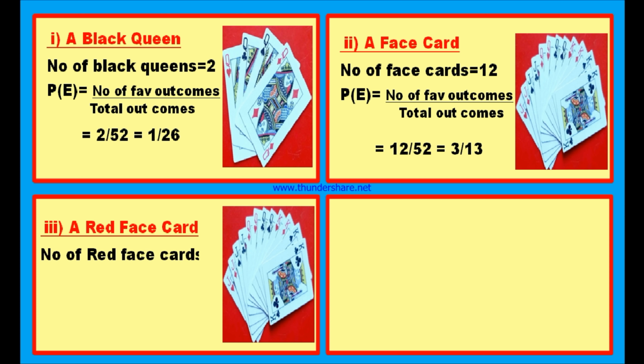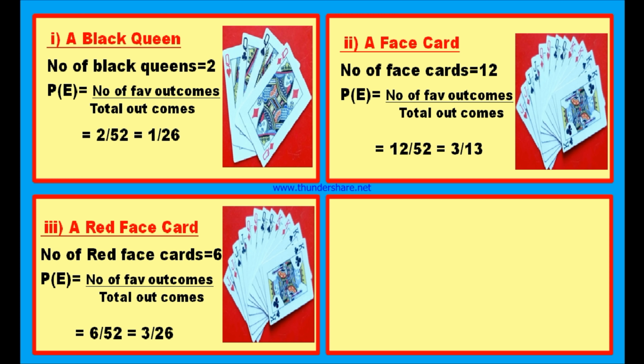Then write the probability of an event, P of E, is equal to number of favorable outcomes by total number of outcomes. Here favorable outcomes means the number of red face cards. How many? 6. Therefore, favorable outcomes is 6, by total number of outcomes, the total number of cards, 52. On simplification, this is equal to 3 by 26.